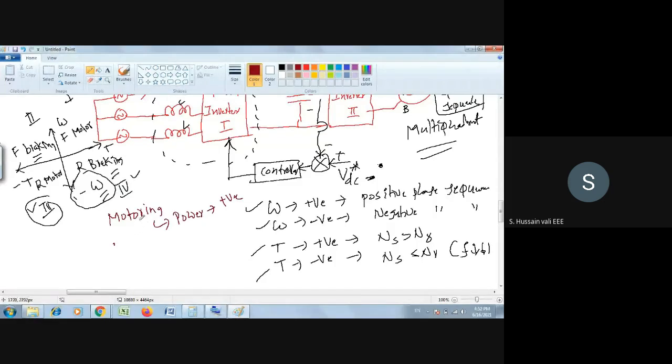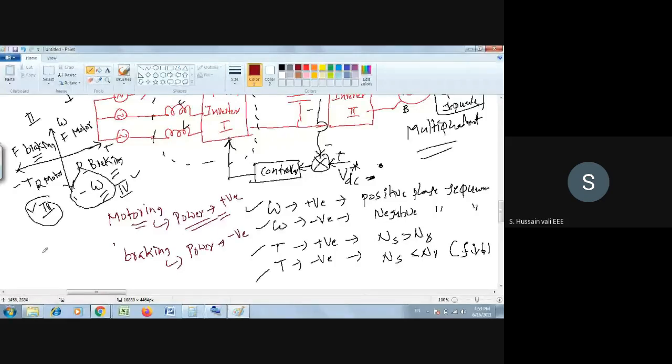Not only this motor, any load, you take a fan, lamp, or any kind of load, the general convention is that if in that load power is positive, then you can take it as a load. If the power is negative, you can take it as a source. So in the motoring condition, power is positive. In the braking condition, power is negative. You agree with me? Yes, sir.